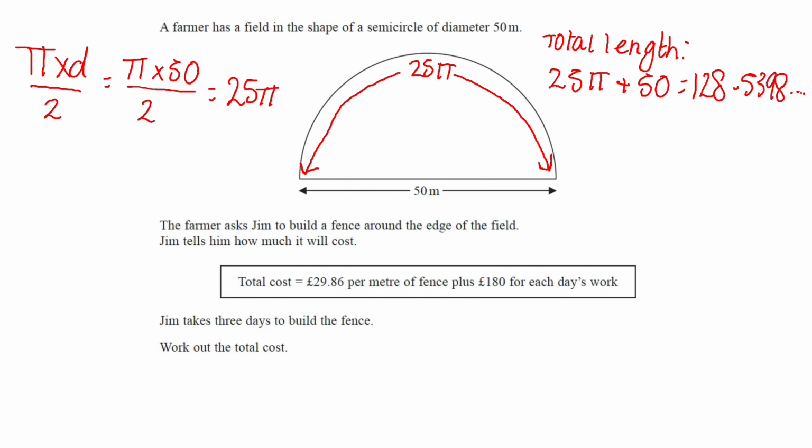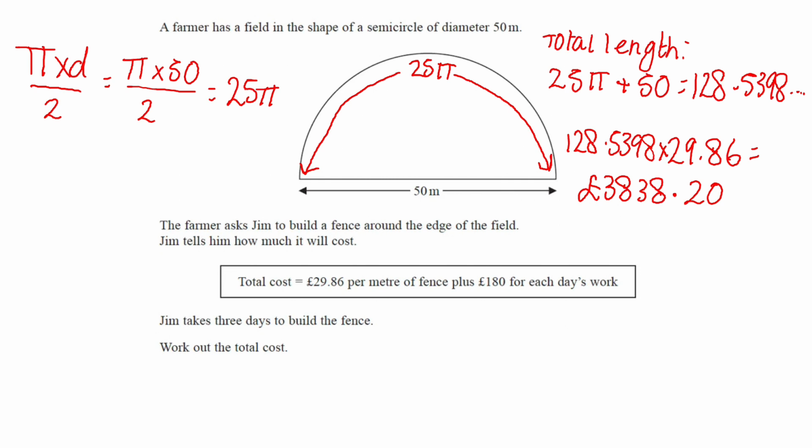Now we need to find the total cost of that fence. Now we know the length of the fence. So our cost is £29.86 per metre. So I'm going to take my length and I'm going to multiply it by the cost per metre. So I'm going to type that into my calculator and I am going to get £3,838. And because it's money, I'm going to do it to 2 decimal places. It rounds to 20p. So that's my total cost for just the fence.